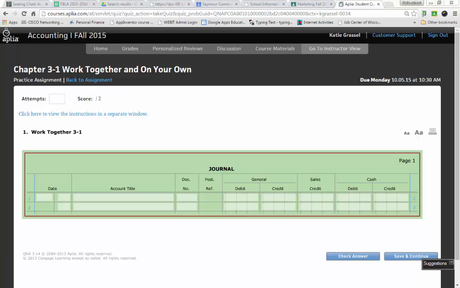Now, another type of source document that you're going to see is your receipt. Have you ever gotten a receipt before? Jordan's lying to me. He's saying never.